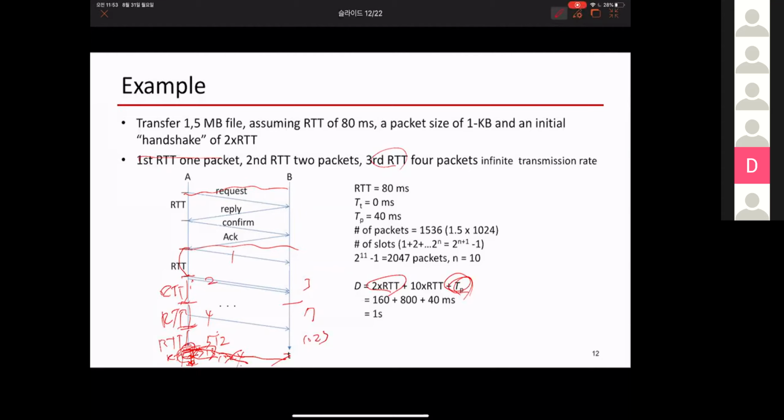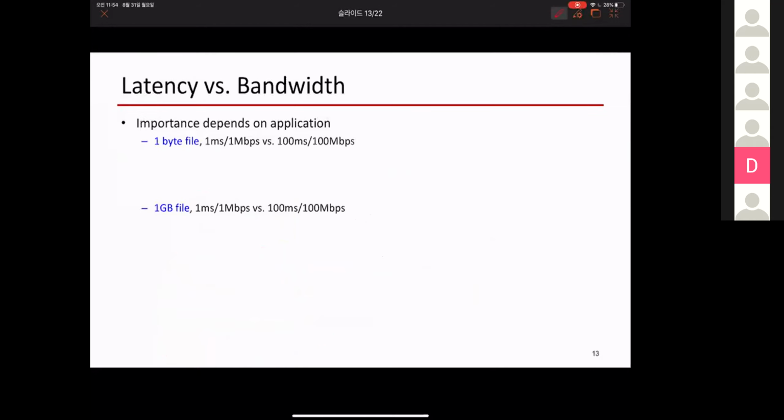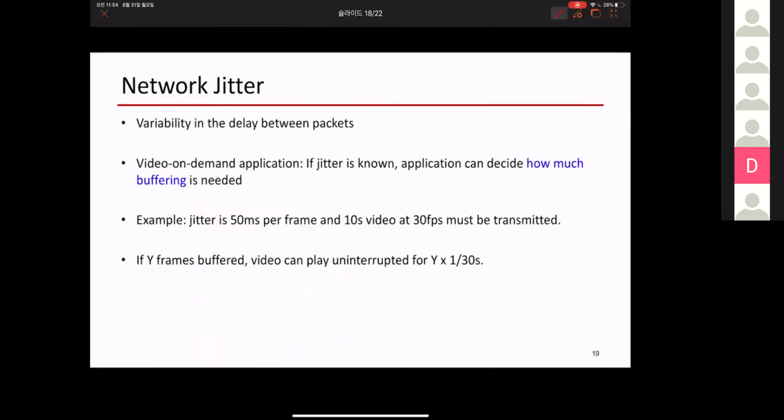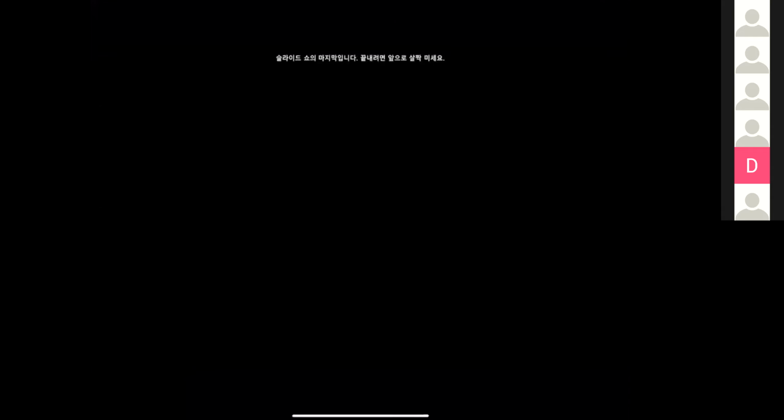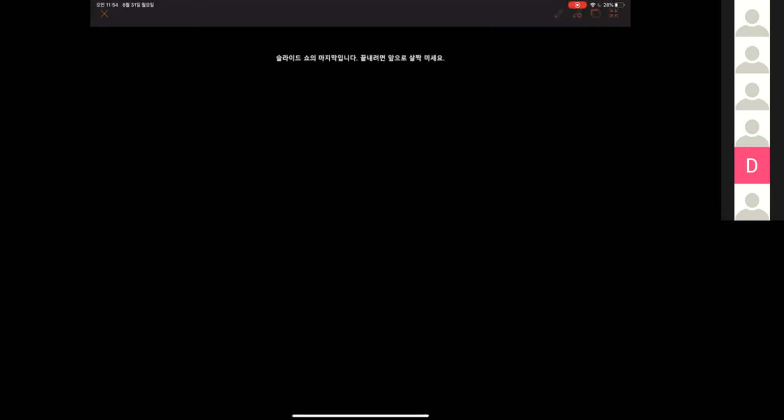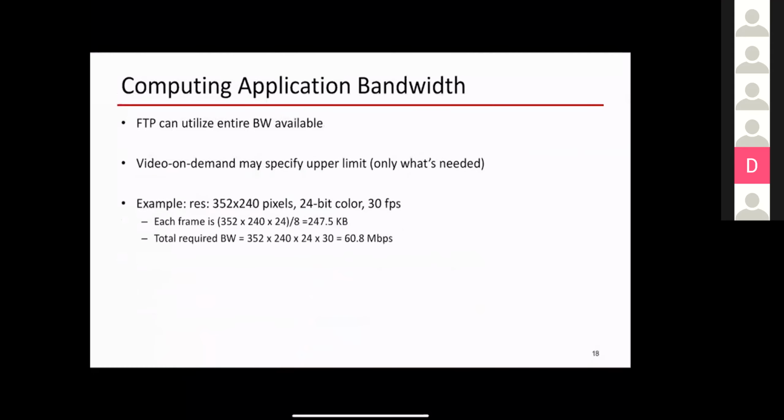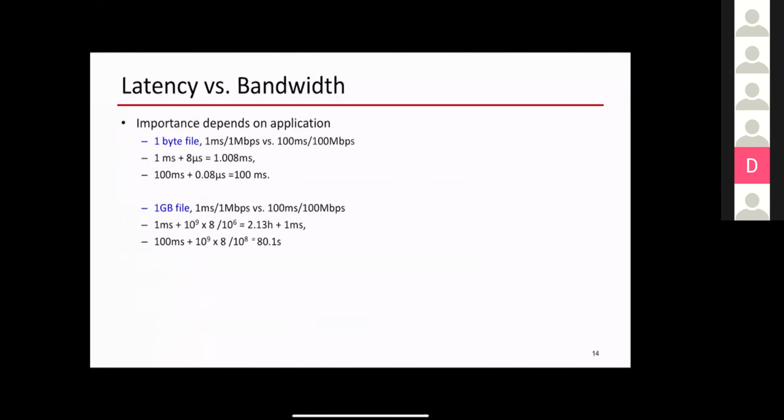Everybody clear? Can I move on? All right, so let's talk about the latency versus, oh, we are already at 11:54. So from here, we are going to talk about next Wednesday.